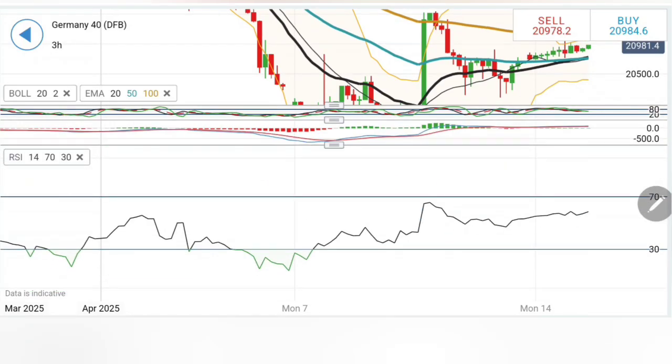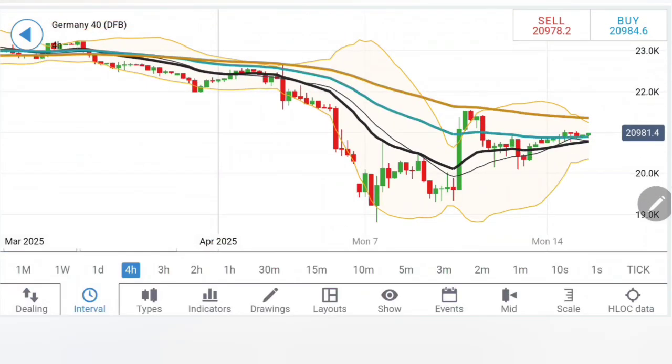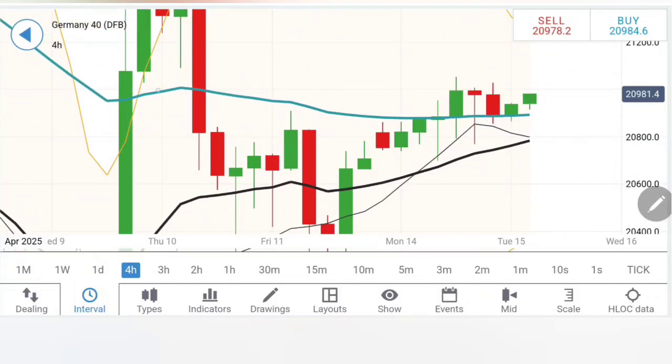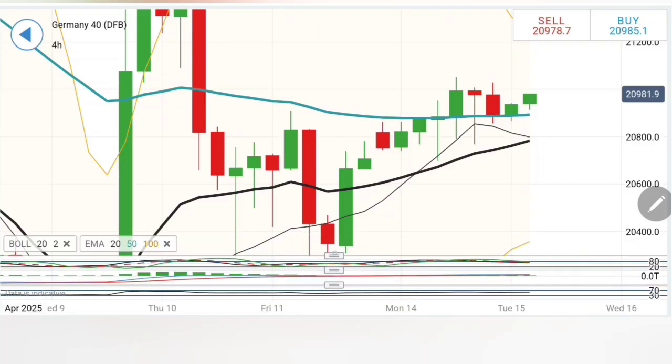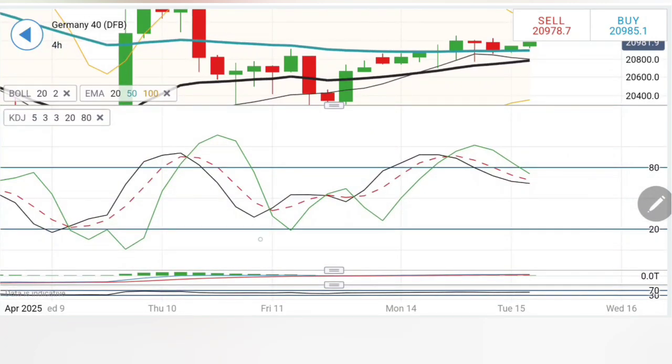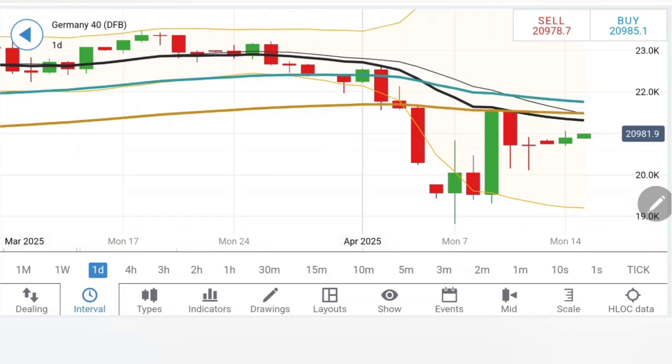Stochastic dropping, MACD flat, RSI flat. On the 4-hour chart, similar observation. See, it has formed a good support, higher lows are seen. Wait for this to stay above 21,000, 21,050 levels. Indicators are likewise the same. Coming to the daily chart.